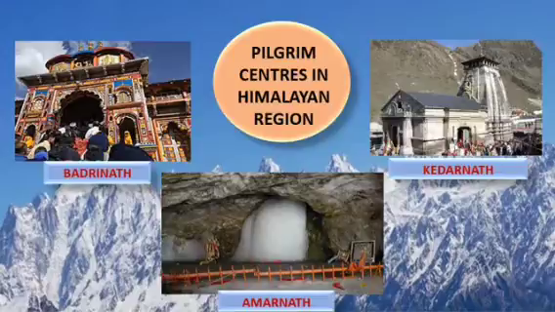Kedarnath Mandir is a famous pilgrim center dedicated to Lord Shiva. It is located on the bank of river Mandakini in the state of Uttarakhand. Amarnath cave is another Shiva temple. It is located in Jammu and Kashmir. The Amarnath is considered to be one of the holiest shrines in Hinduism. The cave is covered with snow most of the year except for a short period of time in summer.